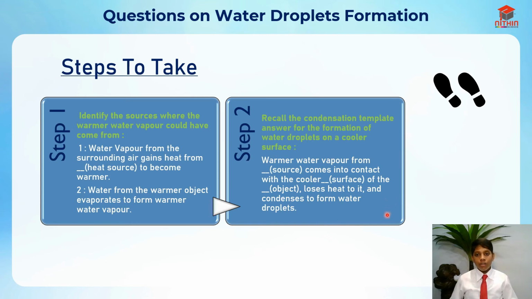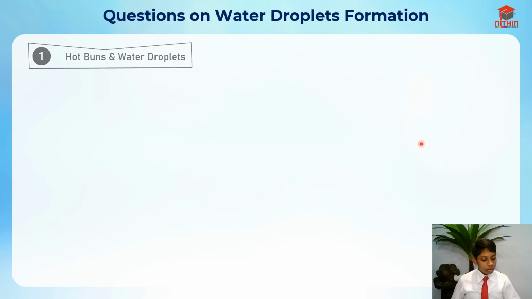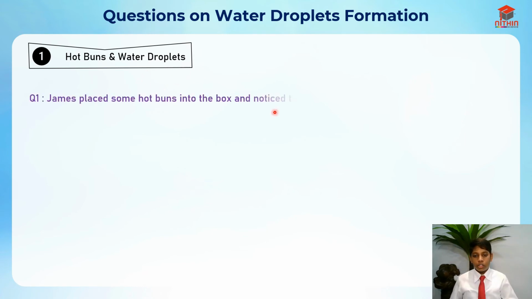Okay, so now after this, we need to go to the next. Now that you know what the steps to take are, we can move on to the questions. So this is the first question. This type of question is basically on hot buns and water droplets. So let's read the question.